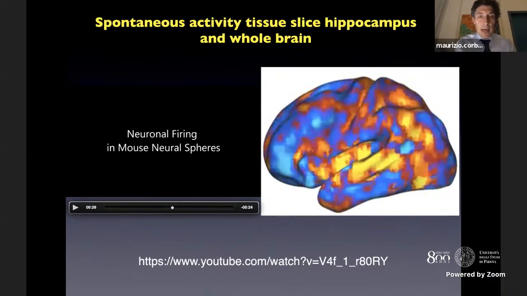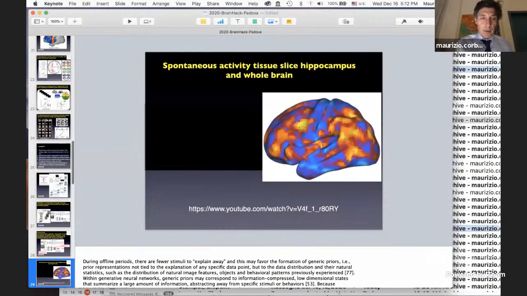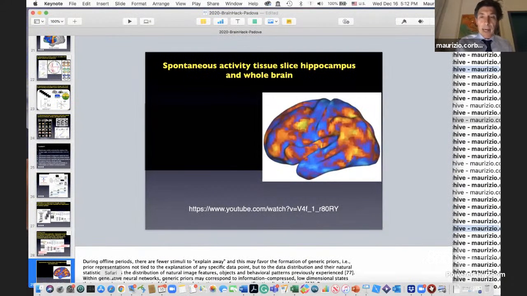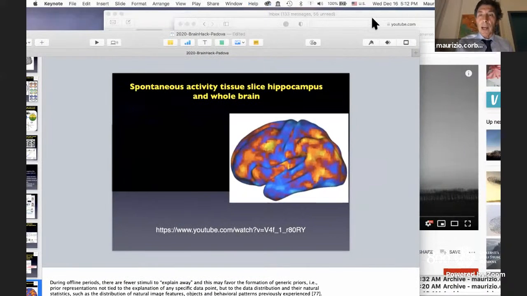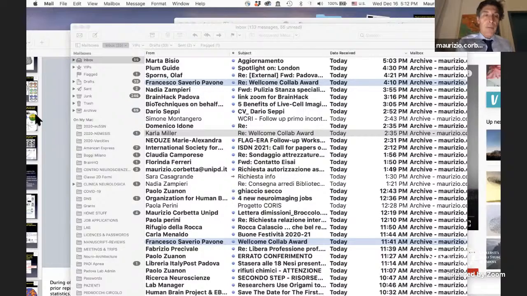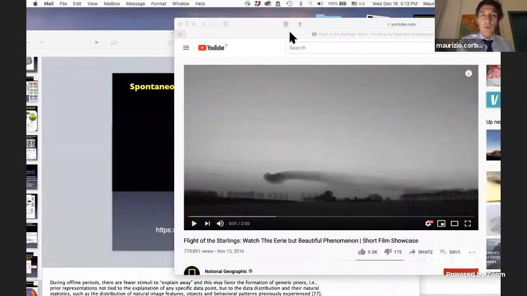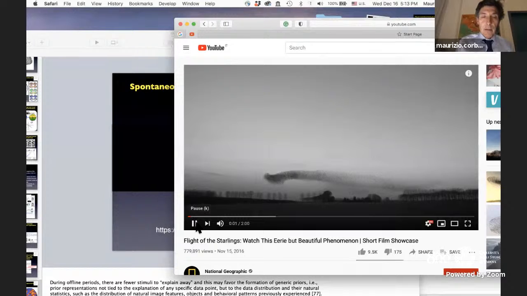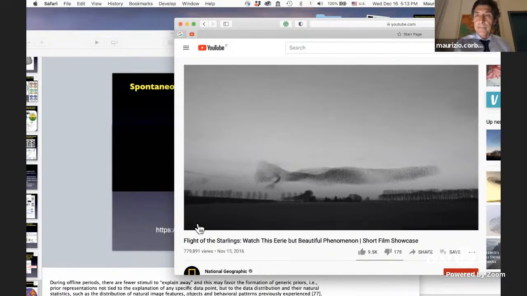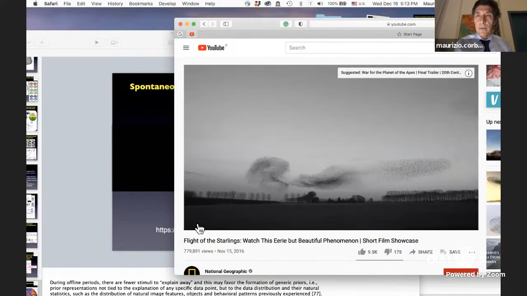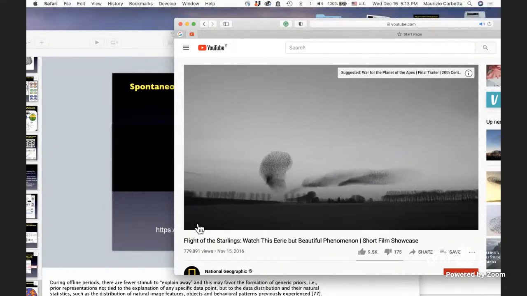And I'm going to show you a YouTube video here, because I'd like to give you an idea of what this representation may look like in your brain if you had the possibility to look at your own brain while you're doing that. So this is a flock of birds. Can you see it? Yes, Antonino? Yes, we can.